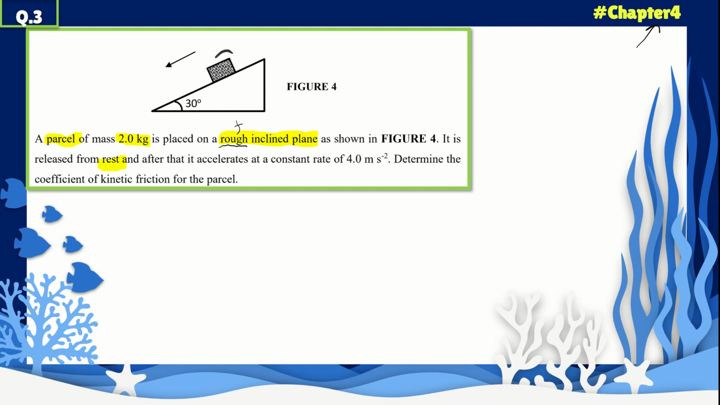After it accelerates at constant rate. So this is our acceleration. So we have acceleration here, we have mass, and determine the coefficient of kinetic friction. So this is the requirement of the question. So we want to find mu. To find mu, it is related to frictional force, and our frictional force is at x-axis.